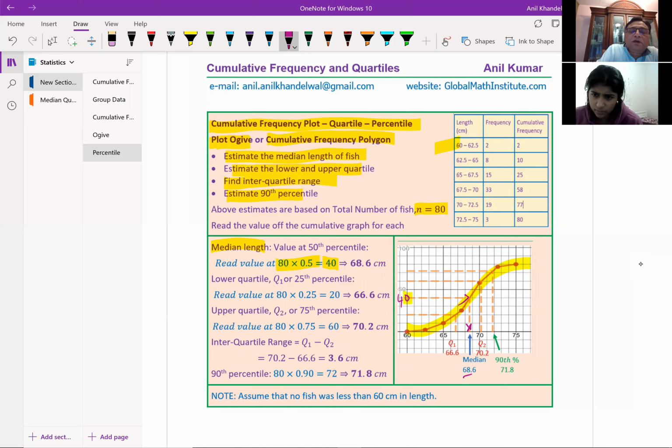Now the lower quartile, the 25th percentile. Multiply 80 by 0.25, you get the value 20. So this is your 20, right? And you go and check the value 20, and you get Q1, which is 66.6 in this particular case. So you get the value of Q1.